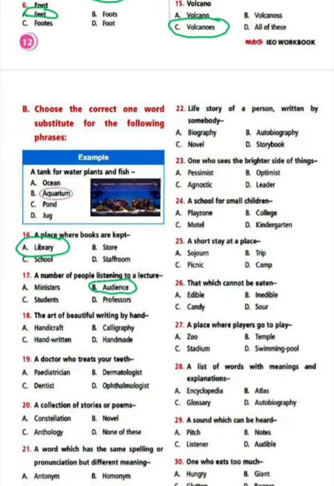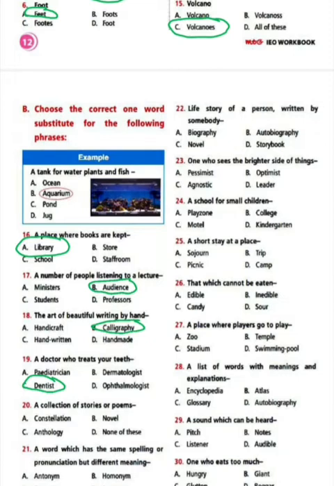Next is number 18. The art of beautiful writing by hand is B. Calligraphy. Number 19. A doctor who treats your teeth. Now, these are very important, and it is important for your general knowledge also, not just for your exam. A doctor who treats your teeth: pediatrician, dermatologist, dentist, ophthalmologist. So it is C, dentist. This is a common one, we know that.